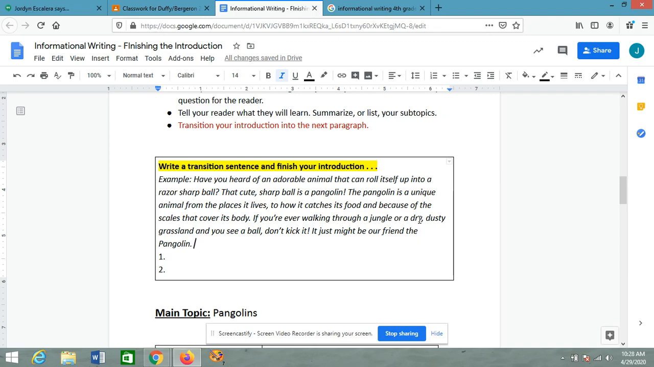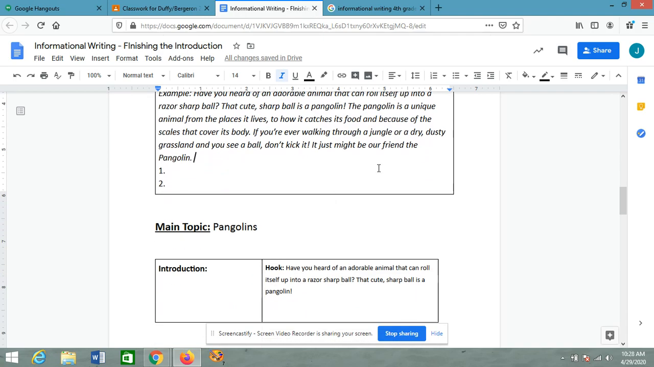Have you heard of an adorable animal that can roll itself up into a razor-sharp ball? That cute sharp ball is a penguin. The penguin is a unique animal from the places it lives to how it catches its food and because of the scales that cover its body. If you're ever walking through a jungle or a dry, dusty grassland and you see a ball, don't kick it. It just might be our friend the penguin. So I like that one a lot too.